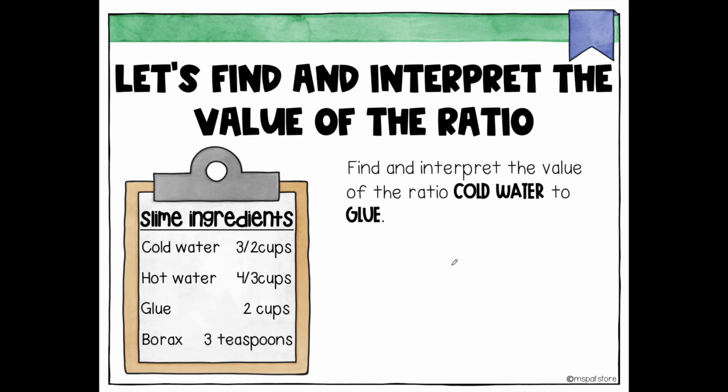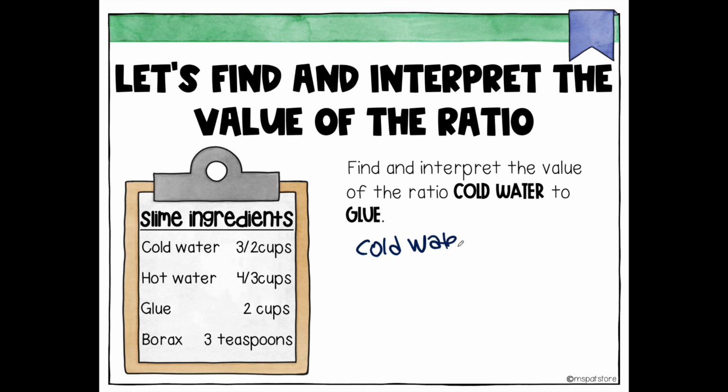Now that you understood how to write and identify ratios, now we're going to be finding and interpreting the value of the ratio, okay? So I would like you to imagine that we're preparing a slime, and these are the ingredients: cold water, 3/2 cups; hot water, 4/3 cups; glue, 2 cups; and borax, 3 teaspoons. So here it says, find and interpret the value of the ratio cold water to glue. So basically, they want me to know this.